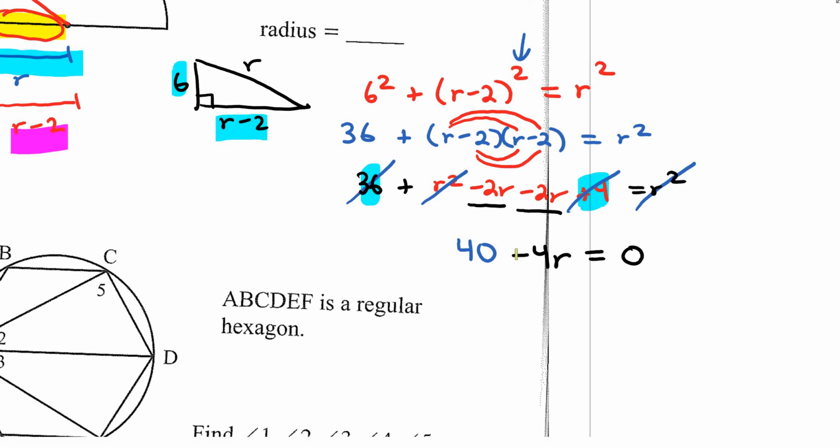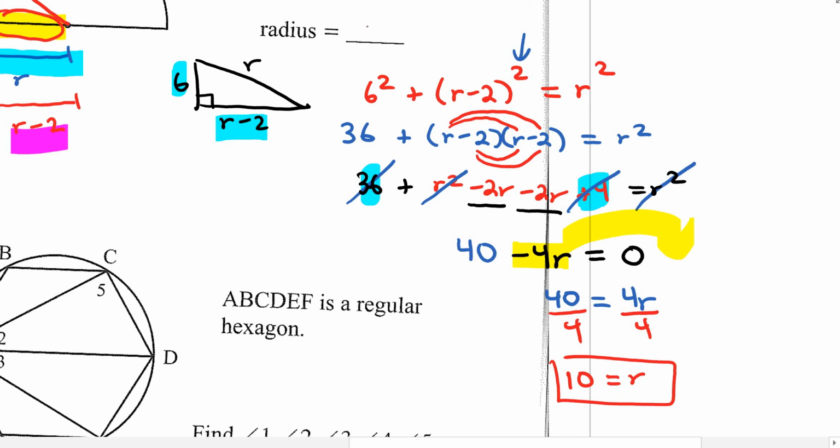And then you can take this 4r and bring it over. So if it's negative, it now becomes positive, which is 4r equals 40. And then finally, you can divide both sides by 4, and you should get 10 for the radius. All right, so a little bit of algebra for that particular problem. So please do ask questions in class if you're not familiar with how to do the algebra on that question.